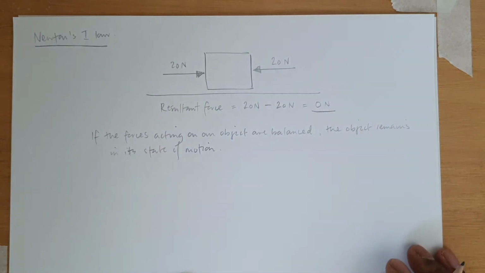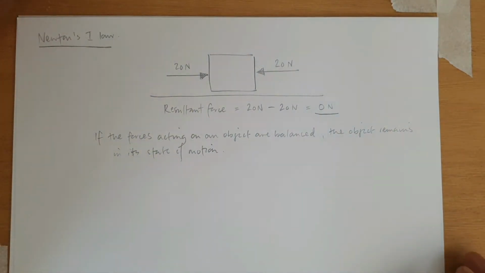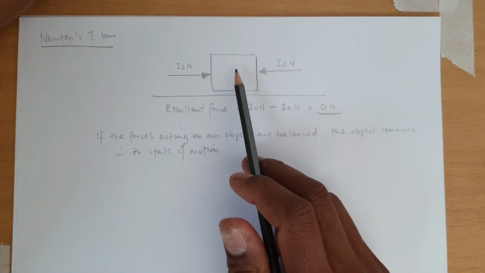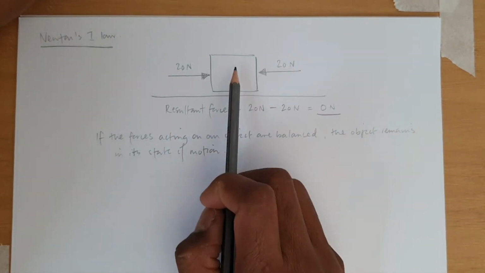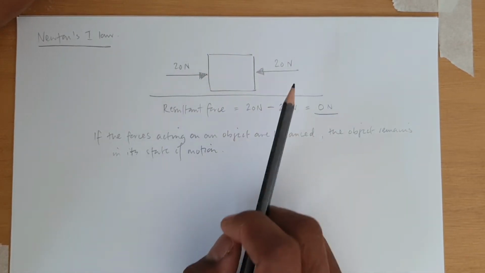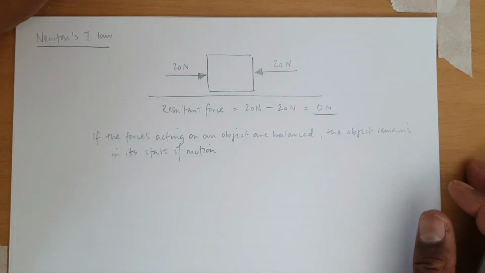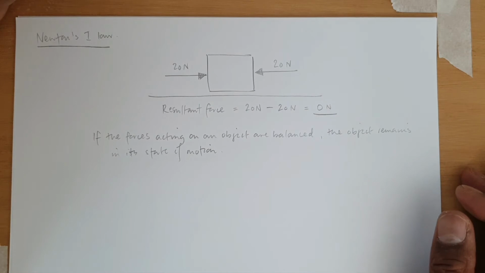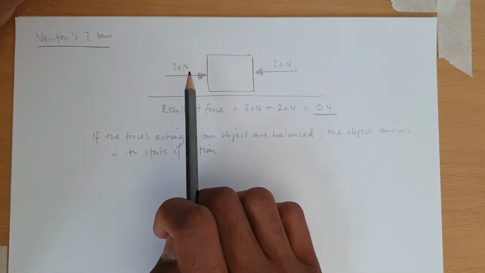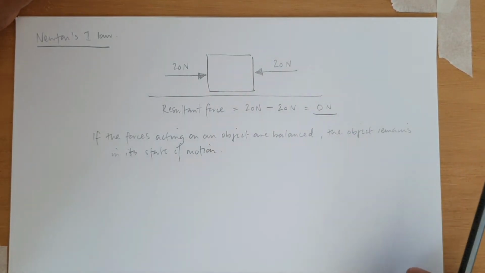Now that's a bit of a weird sentence. The object remains in its state of motion. All it means is whatever motion the object had before, it will keep doing it. So if this object is still, and then I push on one side with 20 newtons and I push on the other side with 20 newtons, it will stay still, it won't move. But if the object's already moving, let's say it was sliding down a hill, and then I'm pushing behind it with 20 newtons, but then something else is pushing back on it with 20 newtons, it will keep sliding down the hill.